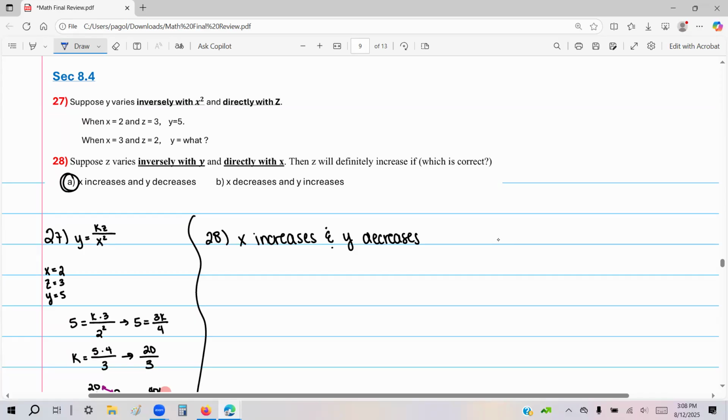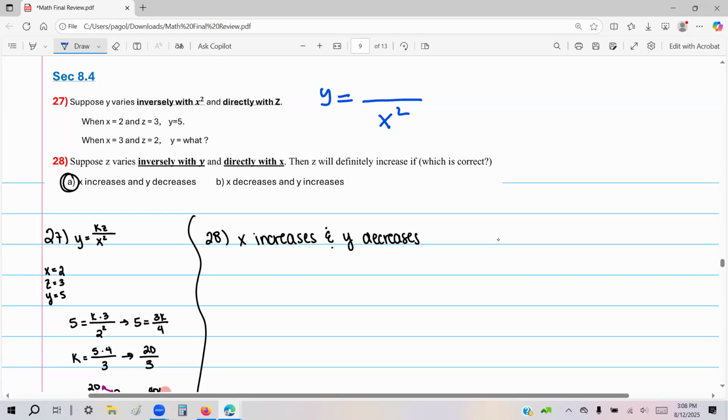So here they're saying y varies, which means you start an equation with y. Y varies means y equals. If they say z varies, z equals. If they say p varies, p equals. Whatever your sentence starts with, your left side will have that variable. So y varies inversely with x squared. Inversely means x squared is given the denominator.